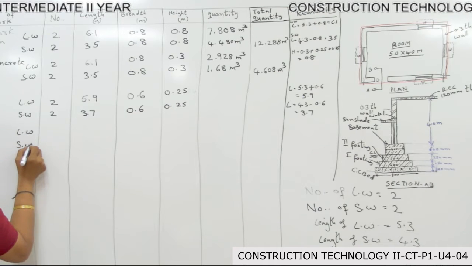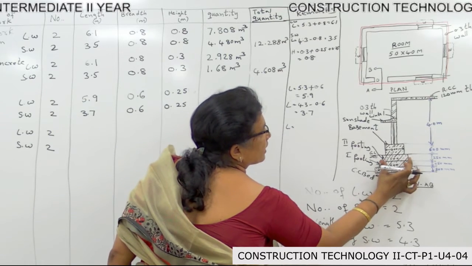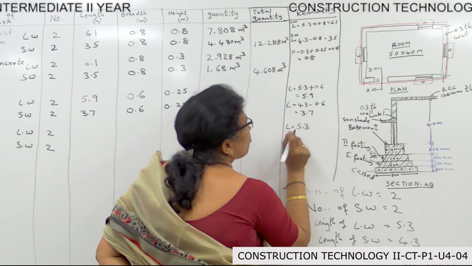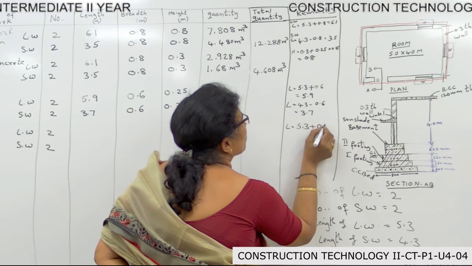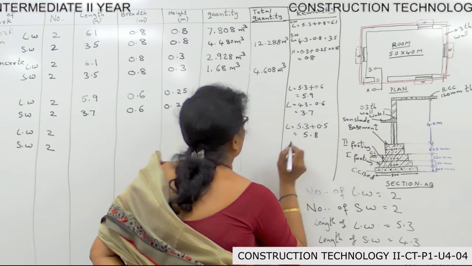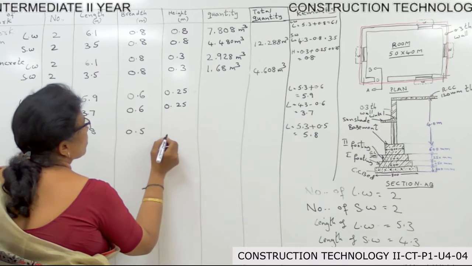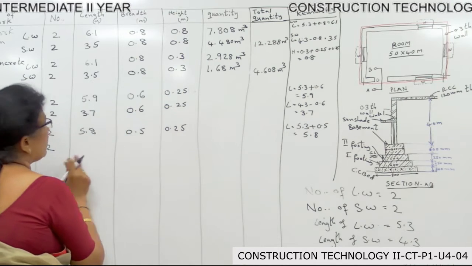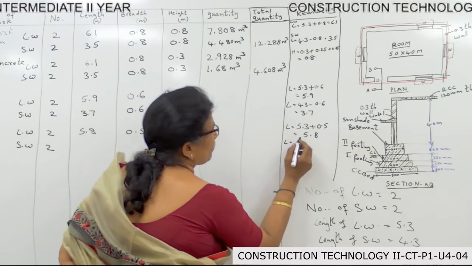Now coming to the second footing. 2 long walls and 2 short walls. Again, we need to calculate the length here. This is the second footing. So original center to center length is 5.3. For 5.3, you have to add this 0.5 plus 0.5. This is 5.8. So length is 5.8, width is 0.4 and height again is 250 mm, that is 0.25.